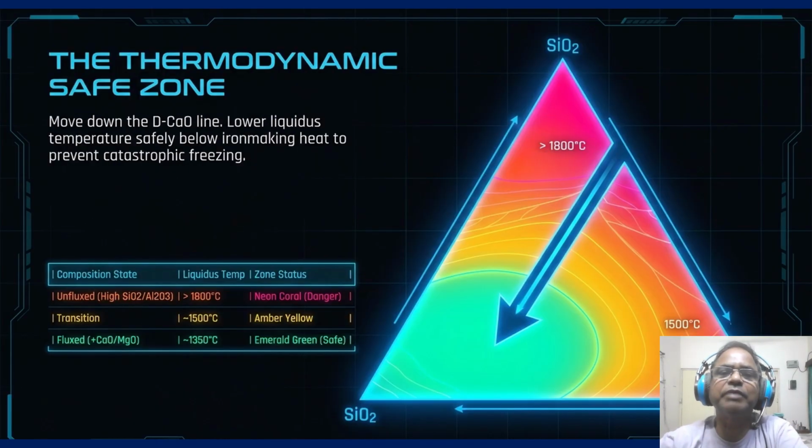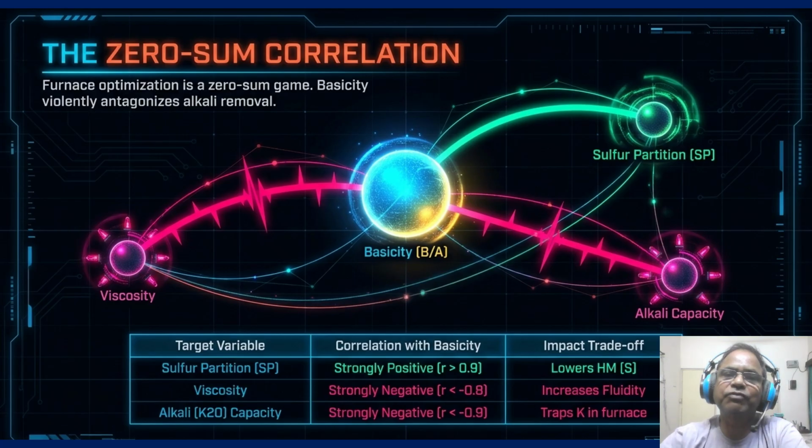Coming to our thermodynamic safe zone, stay in the emerald green zone as shown. Silica, alumina, CaO balance near 1350 degrees centigrade. Above 1800 degrees centigrade, slag solidifies and hard chills. Weeks of recovery lost. So we have to keep away from those compositions and thermal rises.